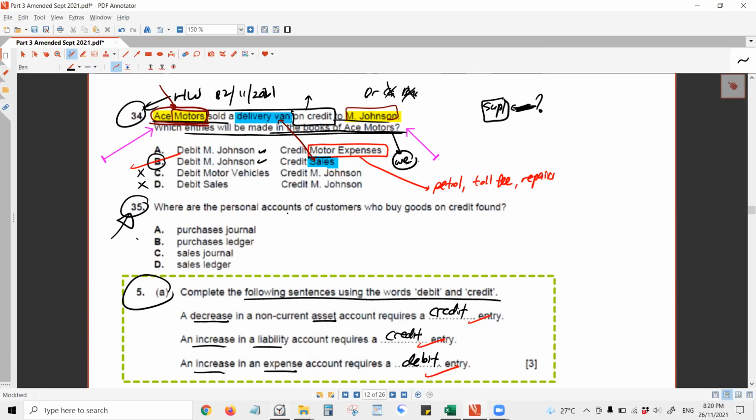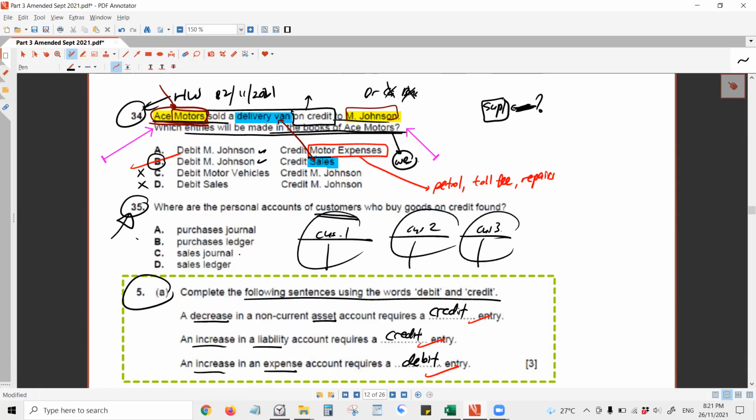This question is asking where do customers' accounts appear? Let's say you have customer 1 account, customer 2 account, customer 3 account. Where do they appear? They appear in sales ledger. Answer is D. B contains suppliers' accounts, our suppliers' accounts.